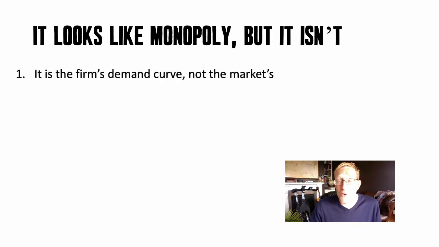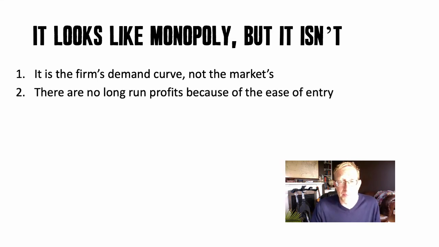So as we just saw, the monopolistic competition model looks a lot like a monopoly, but it isn't for a number of reasons. First of all, and most importantly, the downward sloping demand curve is faced by the individual firm. It's not the market demand curve. We have to sum up all of the demand curves for each individual firm to get the market demand curve. In monopoly, because there's only one seller, that one curve is the market demand, but that's not the case here.